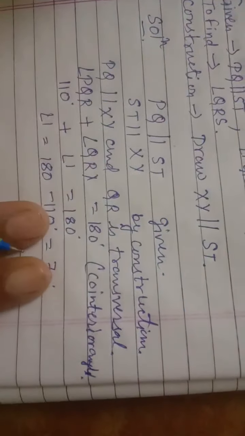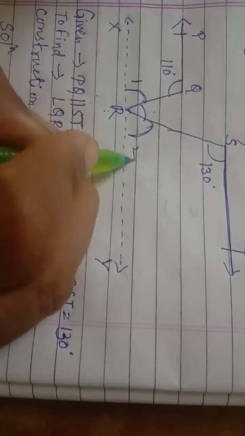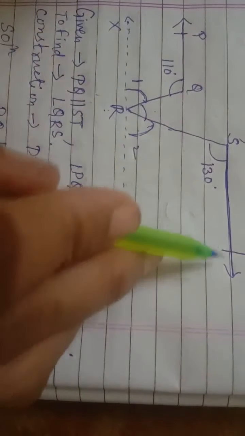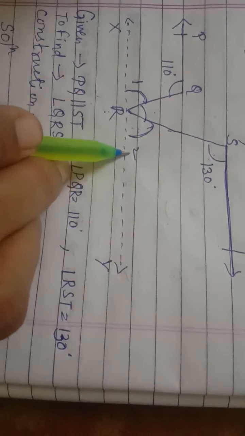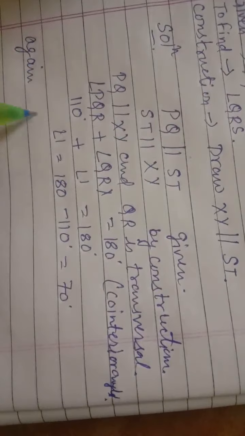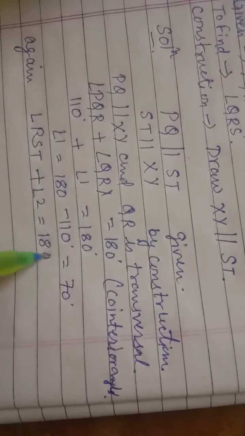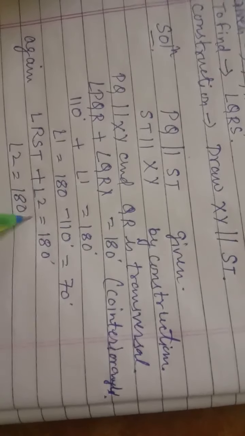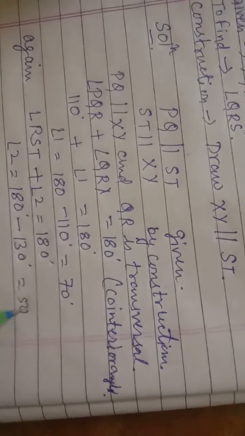Now we will do the same procedure to find this angle 2, means angle SRY, because this angle is given 130 degrees, and angle 2 and this RST will be co-interior angles. So we can easily get angle 2 is equal to 50 degrees. Again, angle RST plus angle 2 is equal to 180 degrees. So angle 2 is equal to 180 minus RST 130 degrees, which is equal to 50 degrees.